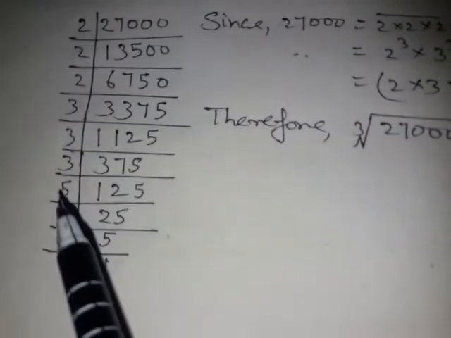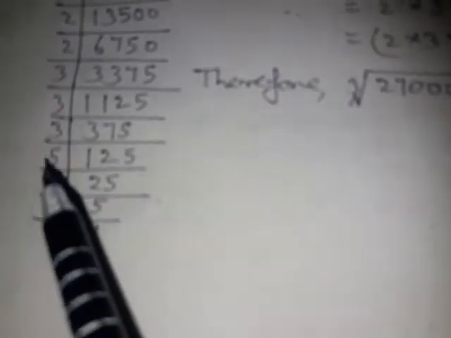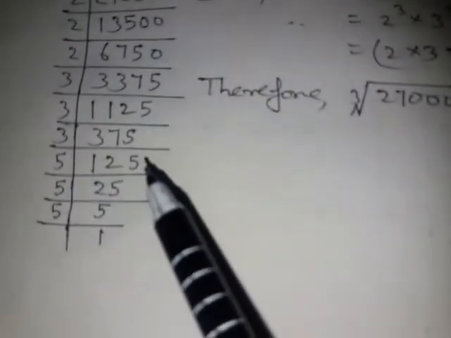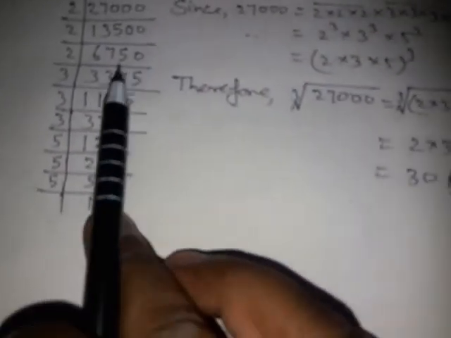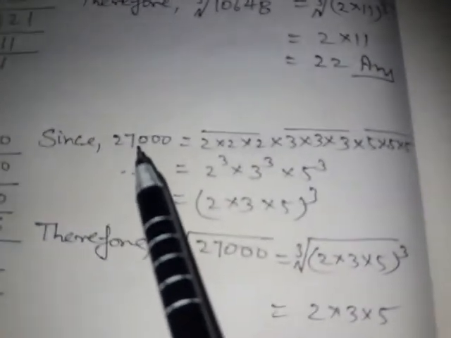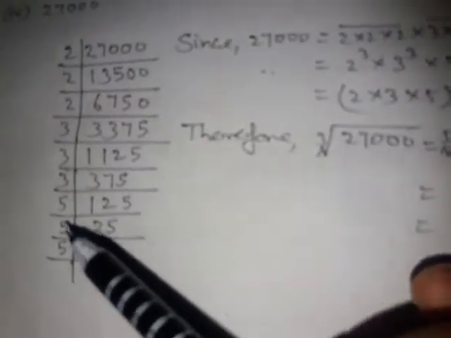Now divide by 5 because the last digit is 5. 5 2s are 10, 2 5s are 25, 5 5s are 25, 5 5s are 25, 5 1s are 5. We can see that the prime factors of 27,000 are 2 cubed, 3 cubed and 5 cubed.